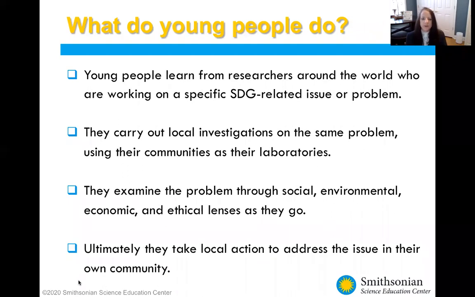So what do young people do when they're engaged with the Smithsonian Science for Global Goals project? First, they engage with researchers from across the globe who are working on a specific sustainable development goal related issue or problem. They carry out local investigations on that problem using their community as their laboratory.